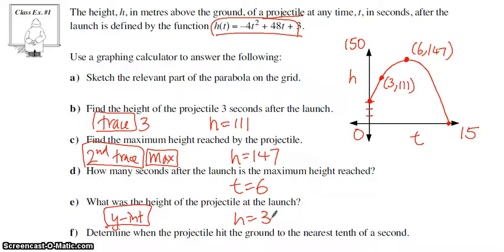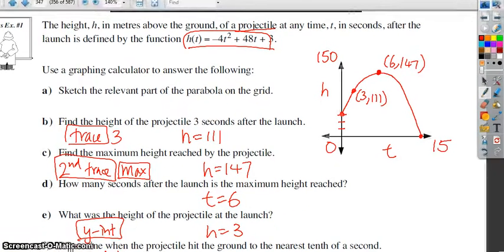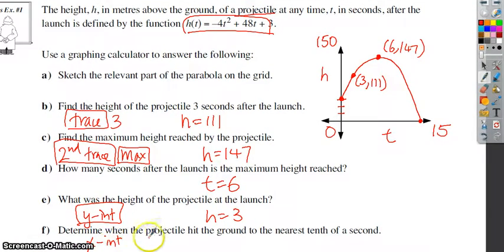Determine when the projectile hit the ground, which means now you find the x-intercept. So using a graphing calculator, you will do second function trace, and then you look for zeros. And then you'll find this point. They will give you roughly 12.10. So the time when it hits the ground is 12.1.